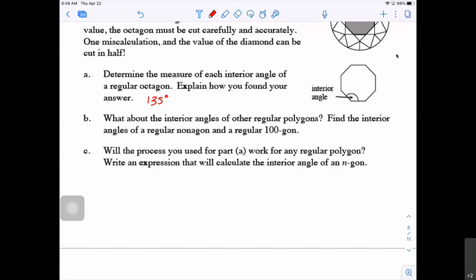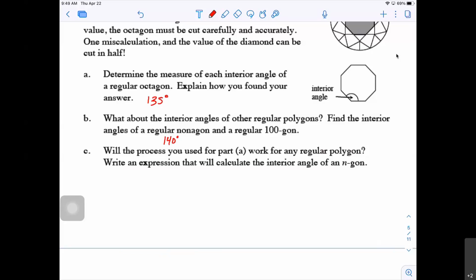Okay, how about in part B? How about a nonagon? What'd you get for each angle? Parker, what'd you get? For the nonagon, I got 140 degrees. Okay. And what did you do to get that? I did the sum equation, 180 times 7, and I got 1260, and then I divided that by the 9. So you did the same process to get it.